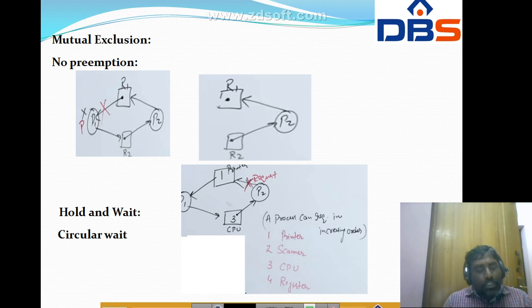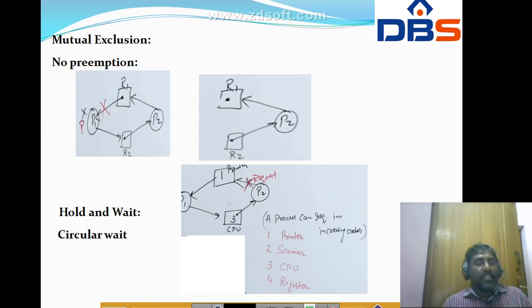This is very difficult to implement practically. Require the process to request and be allocated all its resources before it begins execution, or allow the process to request resources only when the process has none. So here low resource utilization and starvation are possible. Okay, this is hold and wait.